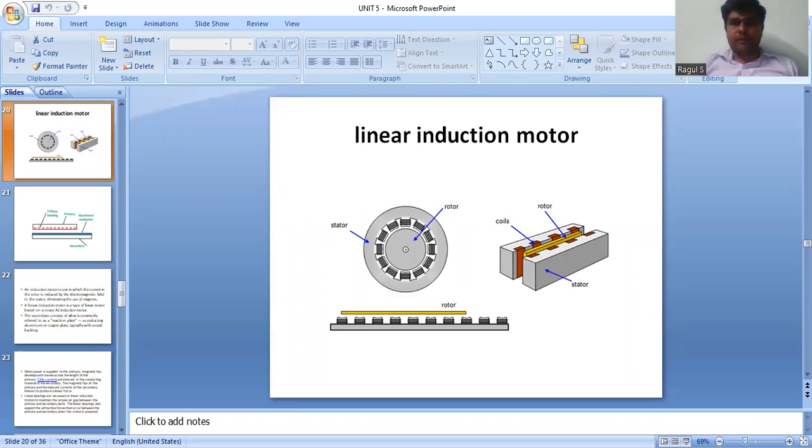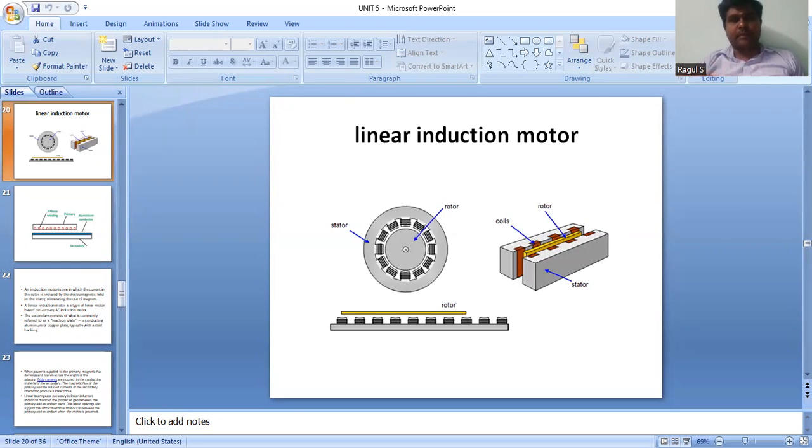Welcome, all. Today we're going to discuss a linear induction motor. Before discussing the linear induction motor, we must know about linear electrical motors. Linear electrical motors belong to the special electrical machines category. They convert electrical energy into mechanical energy of translational motion.